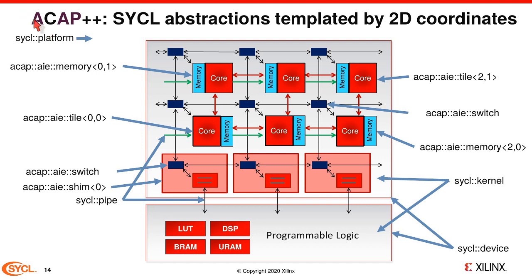So that's why we have developed this AIE++ DSL on top of SYCL. So the idea is just to extend the basic SYCL objects by templating them with 2D coordinates. For example, the platform, the devices, and the kernels are recycled as is, but now the cores are represented by tiles with some XY coordinates, and even the memory of the tiles is also expressed in the programming model in an XY templated way. And you can also access the switches to program them inside the tile to reconfigure your network as you want for your application.